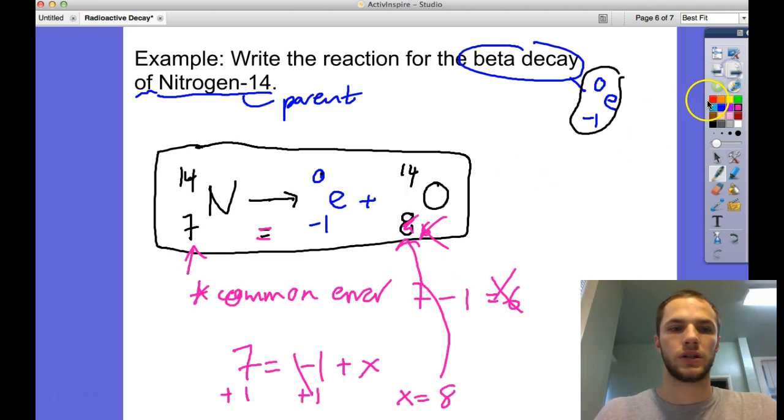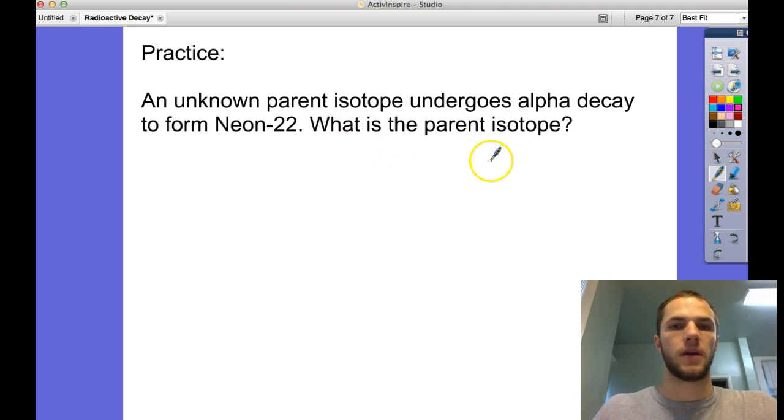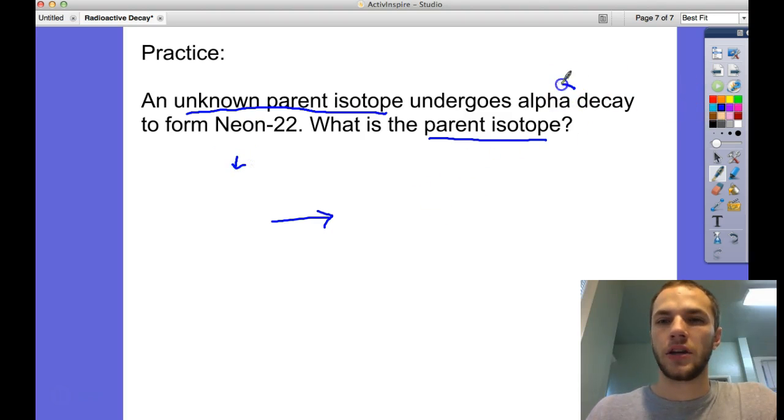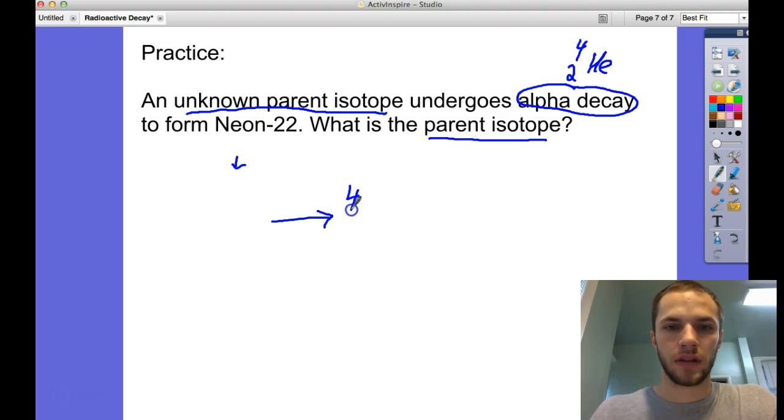Let's do one more practice one together. An unknown parent isotope undergoes alpha decay to form neon 22. What is the parent isotope? Okay, so let's break down what the problem is giving me. It's saying an unknown parent isotope. What is the parent isotope? So I don't know what's going to be on the left side of the arrow yet. I know that it undergoes alpha decay. Okay, so that's a helium atom. So I know that's going to be given off. So I can write that over here on the right side.